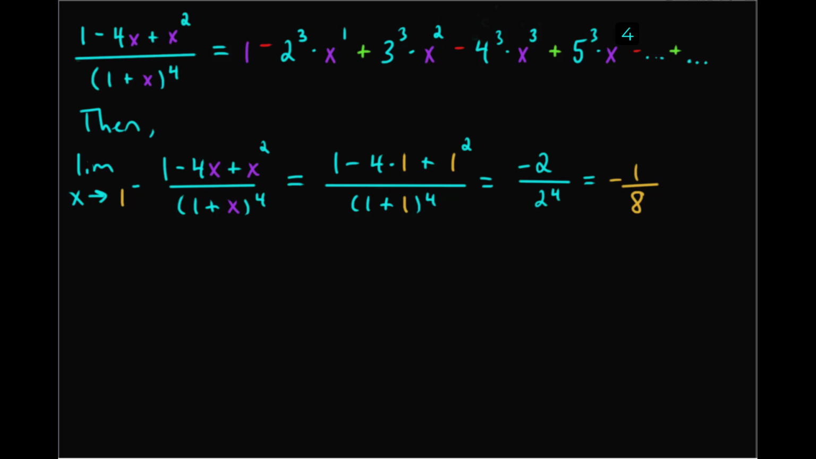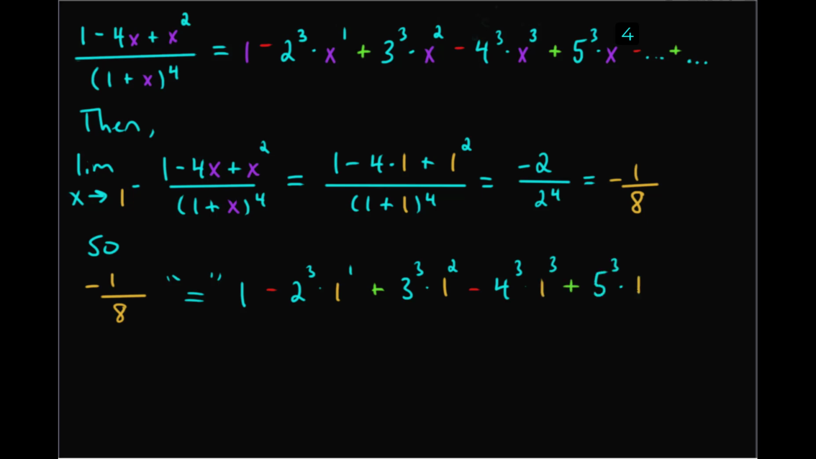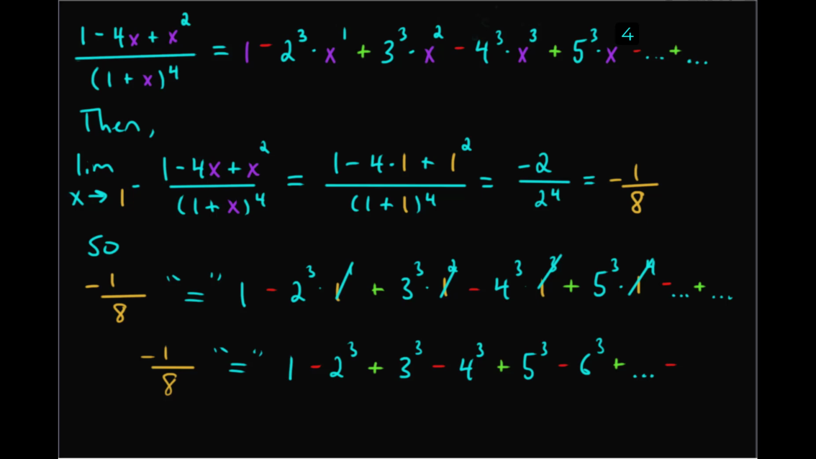So then when we substitute 1 into our series, the series becomes divergent, but nonetheless we can assign the value negative 1/8 to the series 1 minus 2 cubed times 1 to the first plus 3 cubed times 1 squared minus 4 cubed times 1 cubed plus 5 cubed times 1 to the fourth minus dot dot dot. And then the 1's all cancel, so we're left with negative 1/8 being equal, in some generalized sense, to the divergent series 1 minus 2 cubed plus 3 cubed minus 4 cubed plus 5 cubed minus 6 cubed plus dot dot dot.